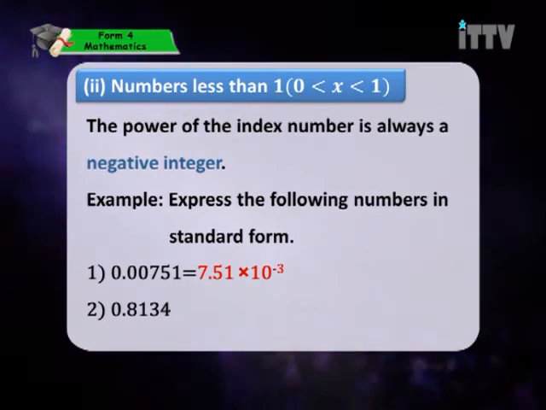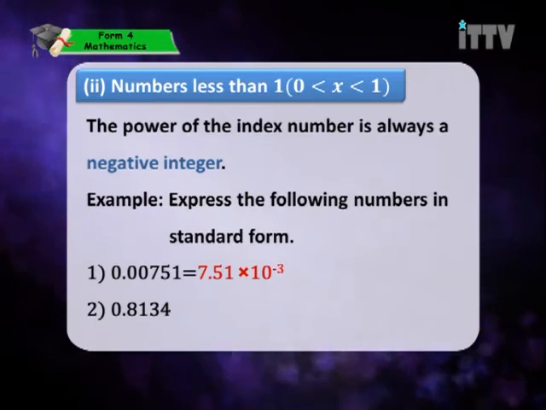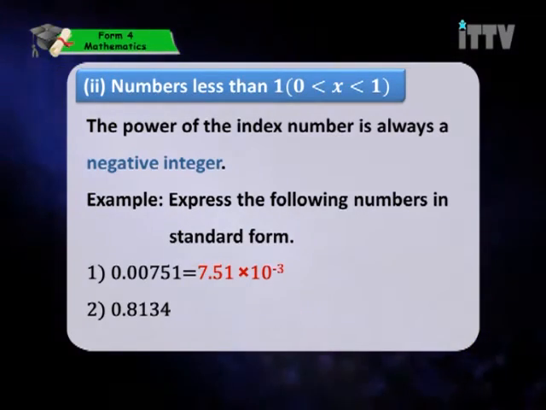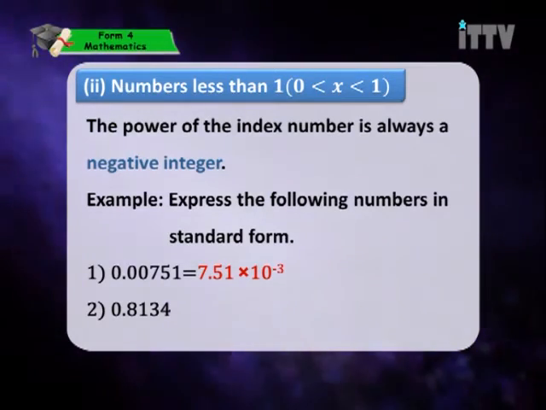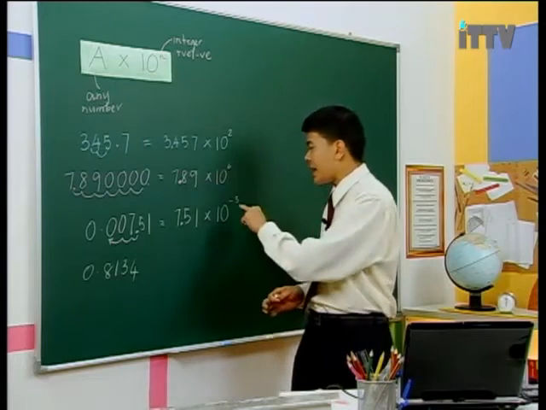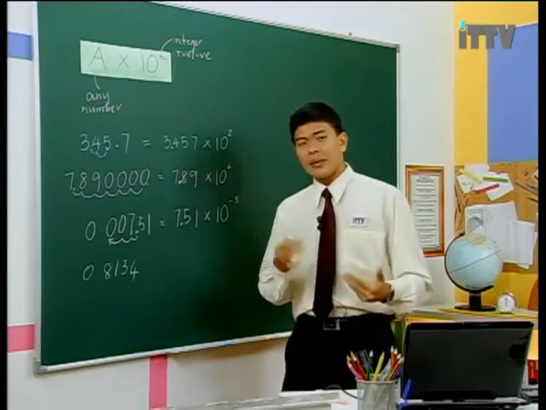And now let's look at our second example, 0.8134. What kind of number is this? Greater than 1 or less than 1? One look, it is less than 1. So it belongs to type 2. Don't forget that the index later will be a negative integer. So the same 5 steps.